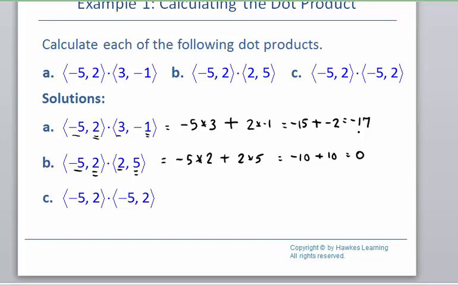And finally, for our third example, again, multiplying first components together. So that's going to be -5 times -5. Our second components would be 2 times 2. And we're adding together. So we're going to have -5 times -5 will be +25. 2 times 2 is going to be 4. And so our dot product will be 29.